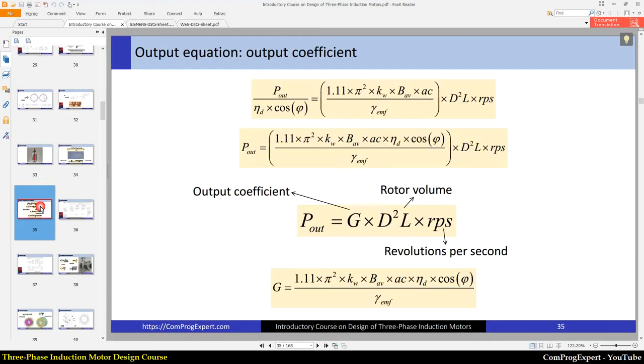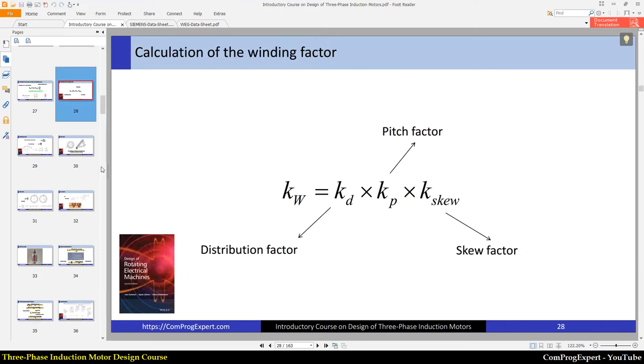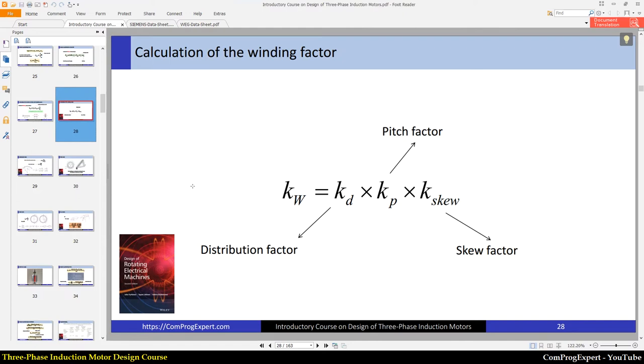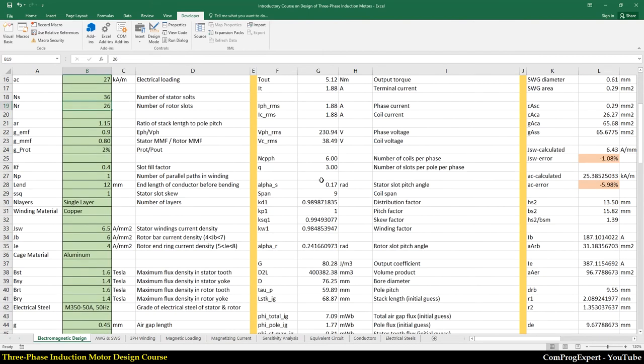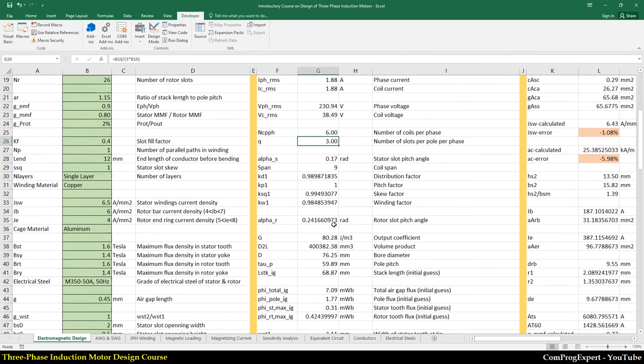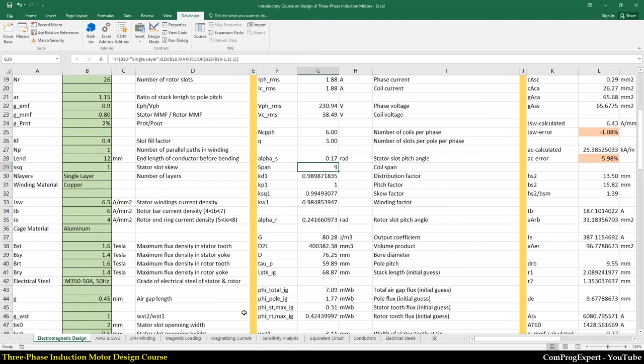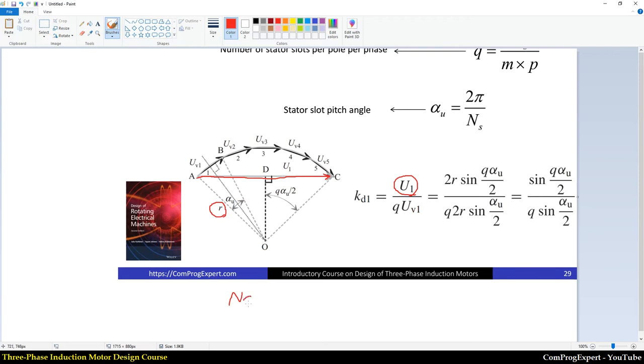So we can calculate the value of KD, KP here. If you see this calculation, the value of Q is 3 and the coil span is 9, right? Because NS divided by P, that is equal to 36 divided by 4, that is equal to 9, right? For single layer winding, we cannot do short pitching, but for double layer winding, you can do short pitching. And you can set the value of span equal to 8, for example, right?